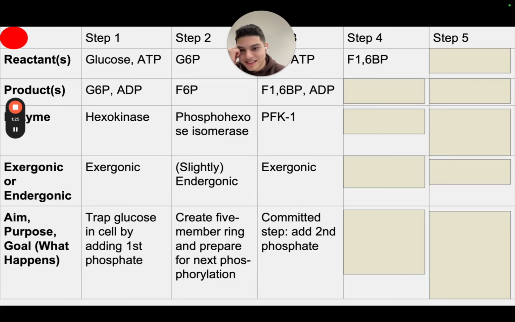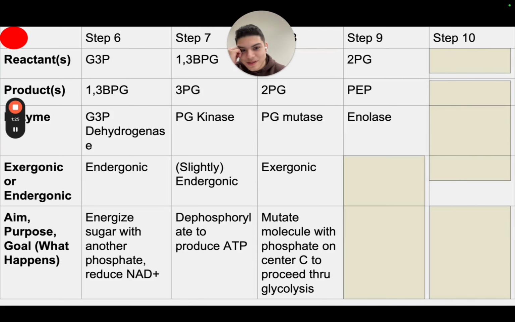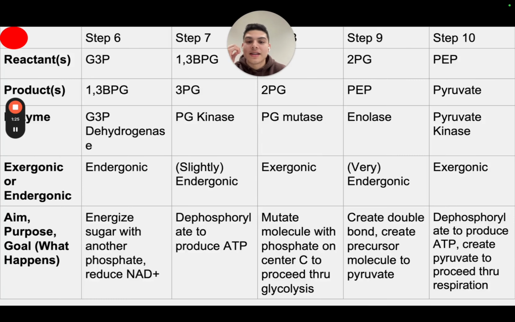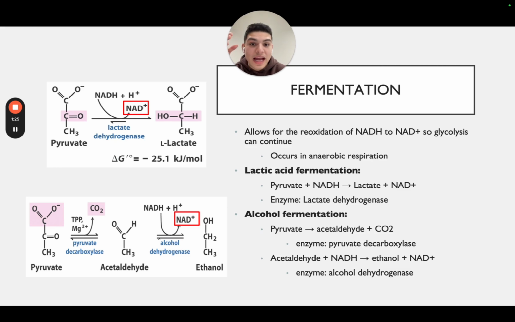Let me go to this thing. Give it a sec. Okay. And so how do we generate our NAD plus? That's through fermentation, through either lactic acid fermentation or alcohol fermentation.